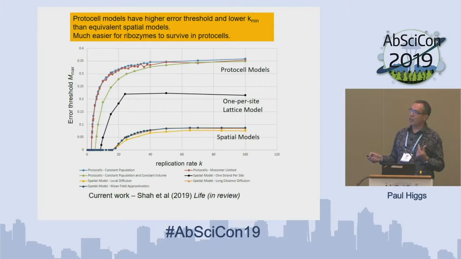Because the error threshold, I should say, this is the error threshold. This is the maximum tolerated value of the error, and the error threshold is much higher for protocells than spatial models. And then this point here is the minimum replication rate necessary for survival. And the minimum replication rate for the protocells is less than it is for the spatial models, meaning that for both of those reasons, it's easier for replicators to survive in protocells.